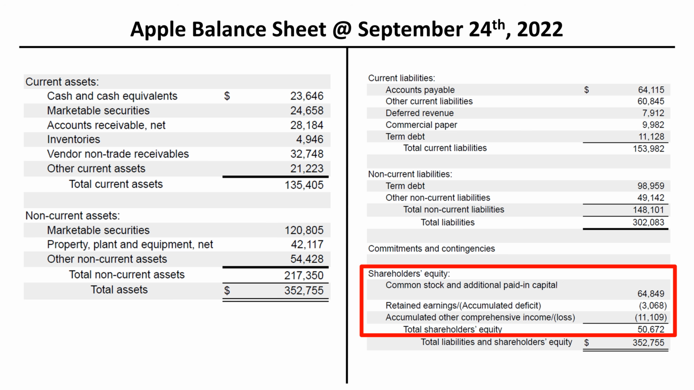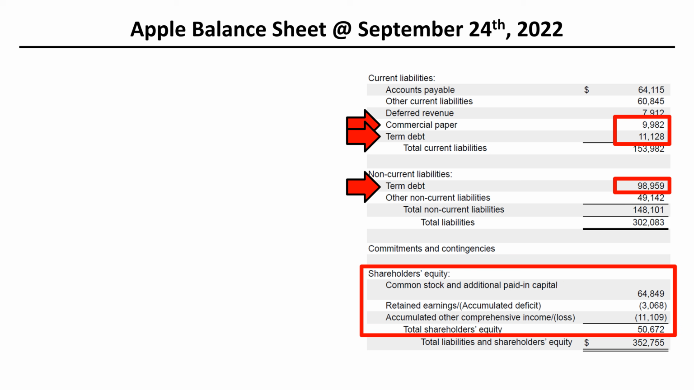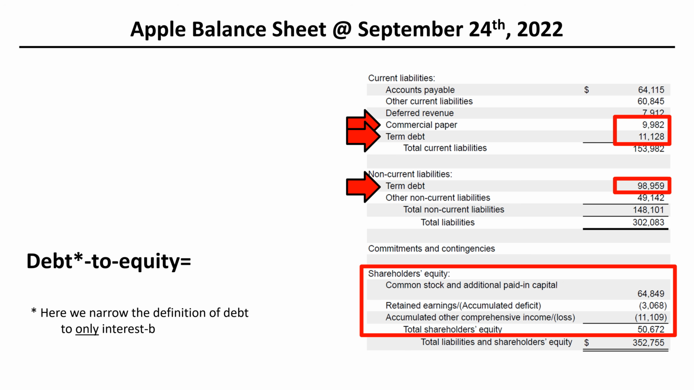Now that we have reviewed the liability section of the balance sheet, we can fine-tune our debt to equity calculation, making it more pure by narrowing the definition of debt to only interest-bearing debt, instead of total liabilities, which we used earlier. $120.1 billion divided by $50.7 billion is a 2.4 to 1 ratio.